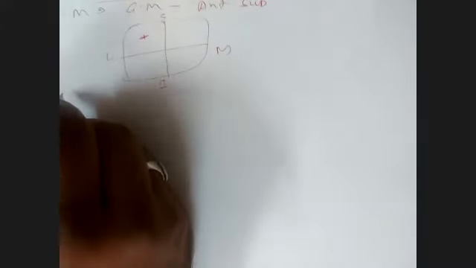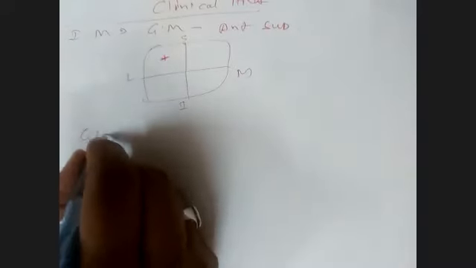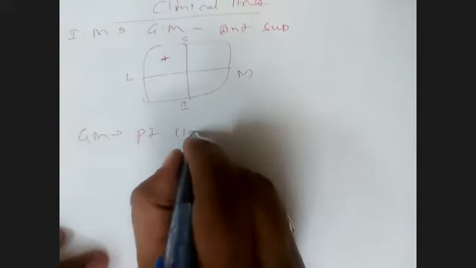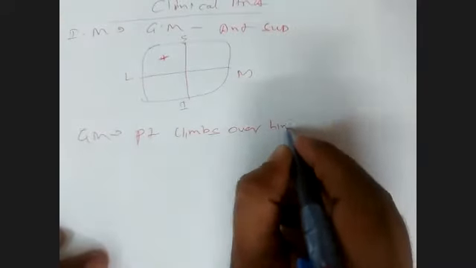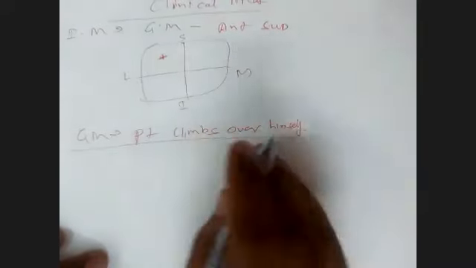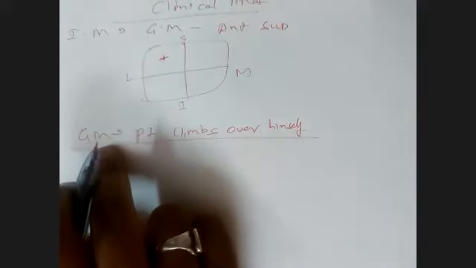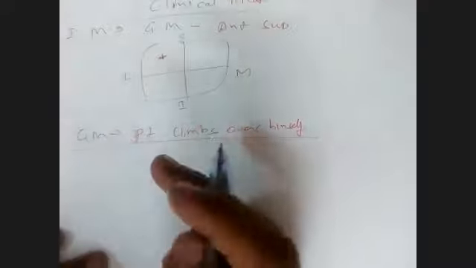Okay, in case of the paralysis of gluteus maximus muscle, the patient climbs over himself. That's what we say, because he has to get up very slowly, because gluteus maximus is the one which helps in standing from the sitting position.